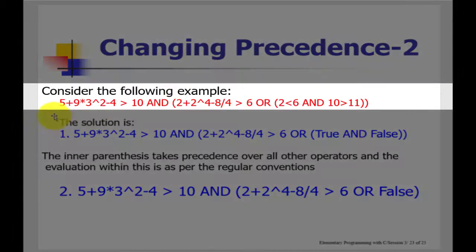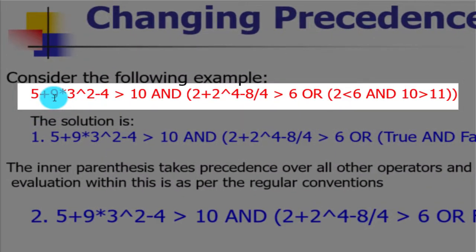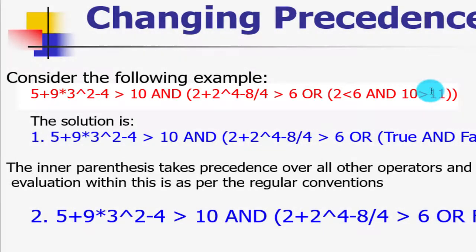Consider the following example. We have 5 plus 9 times 3 raised to power 2 minus 4, greater than 10, and 2 plus 2 raised to power 4 minus 8 divided by 4 greater than 6, or 2 less than 6 and 10 greater than 11. We have said we start with the innermost set of brackets. This part is what we are going to evaluate first.